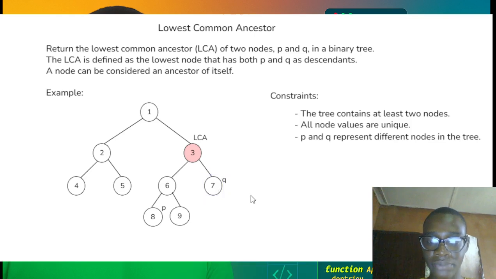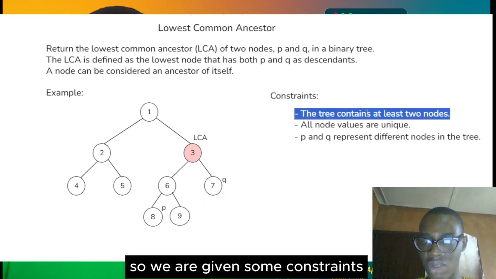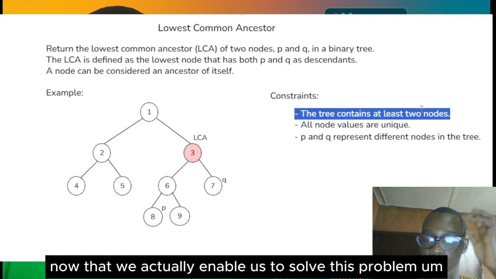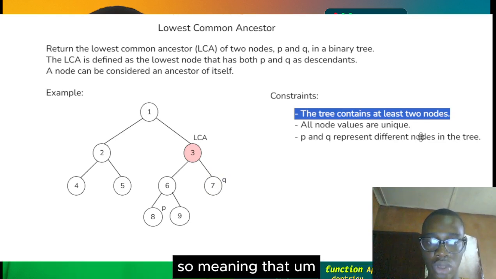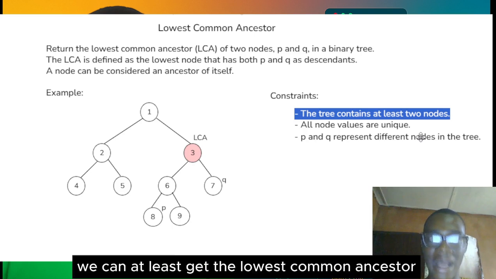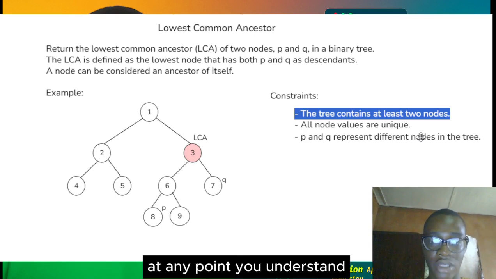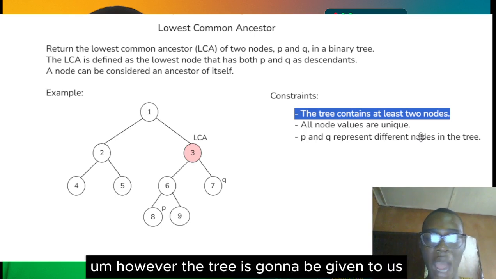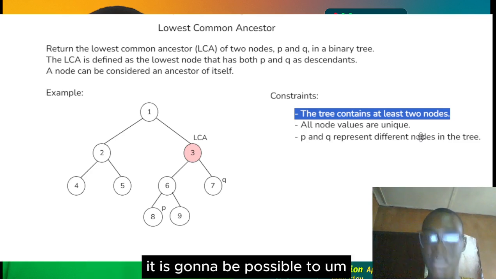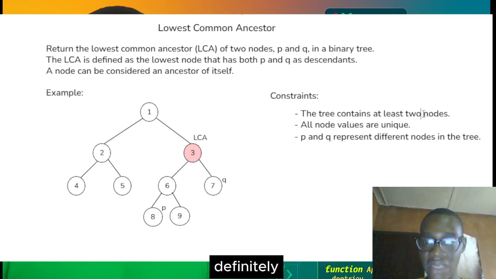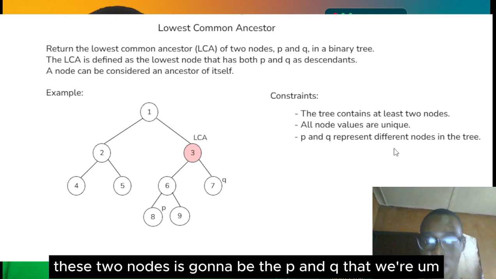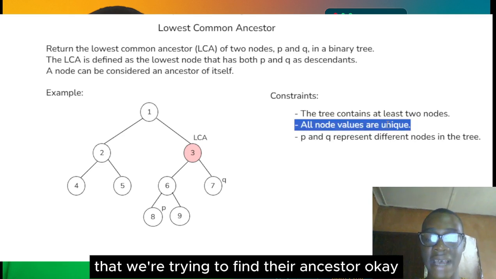So we are given some constraints now that will enable us to solve this problem, and that is that the tree contains at least two nodes. Meaning that we can at least get the lowest common ancestor at any point. However the tree is going to be given to us, it is going to be possible to find the lowest common ancestor because it's going to contain at least two nodes. Definitely these two nodes are going to be the P and Q that we are trying to find their ancestor.